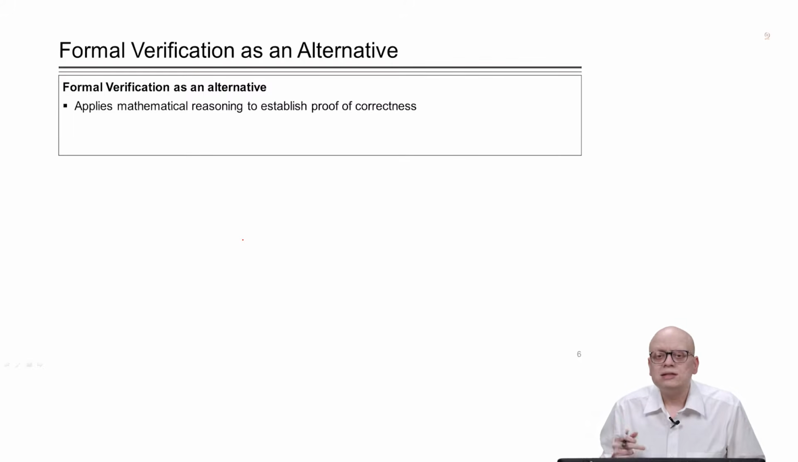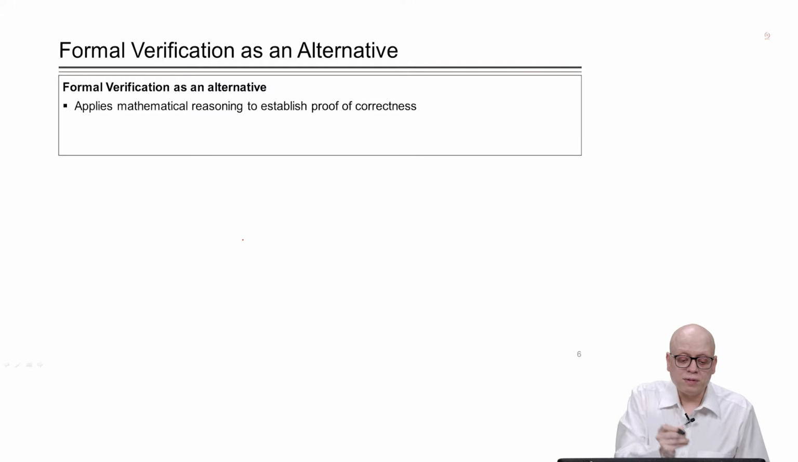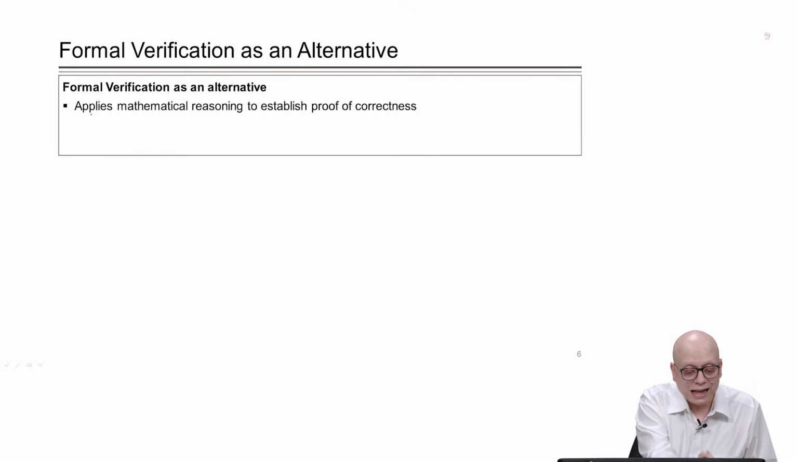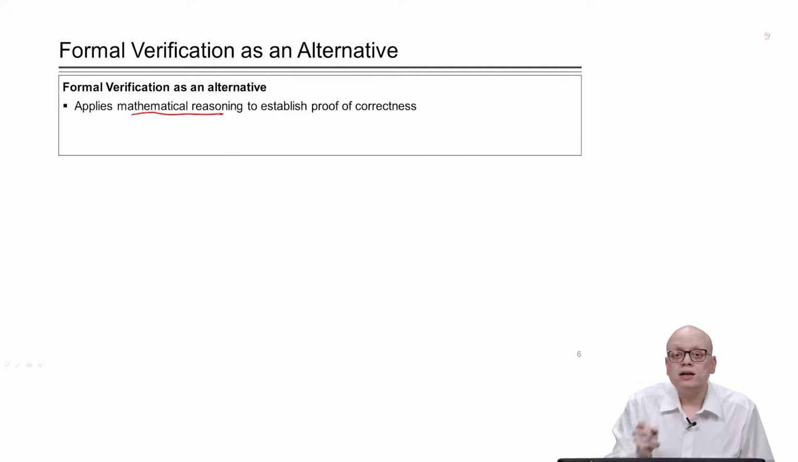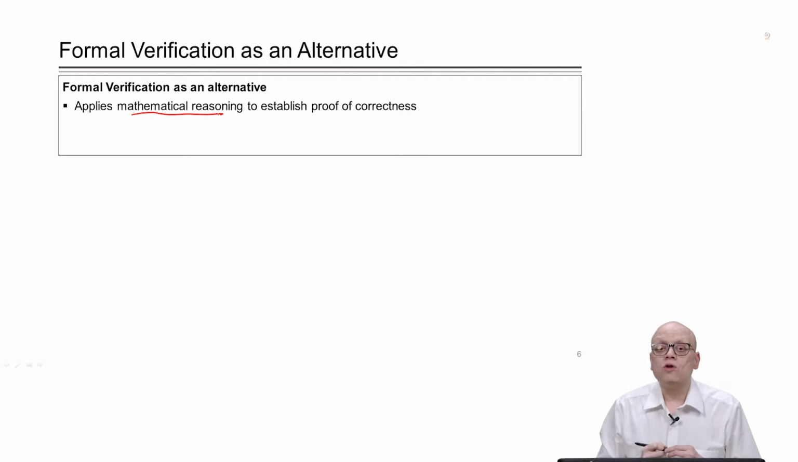Now, why do formal verification techniques provide an alternative, and how is it different from simulation in terms of mechanism? Let us understand that. Formal verification applies mathematical reasoning to establish proof of correctness. It does not apply test patterns, it establishes the correctness of a model by mathematical reasoning, mathematical deductions and other techniques that we will see in today's lecture.